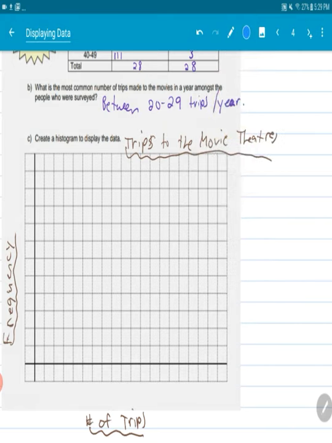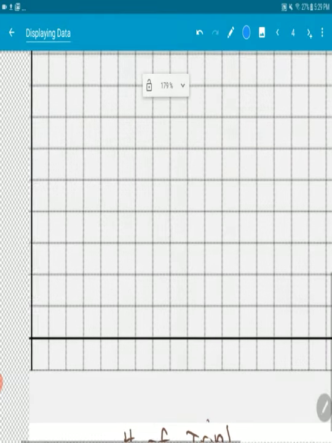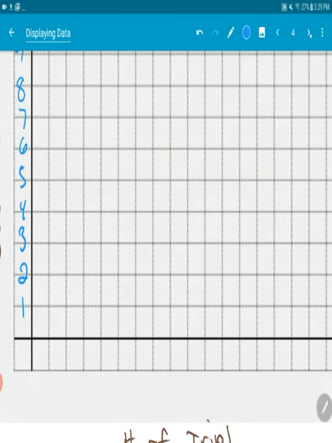We also need to have our frequency on the side here. We need a scale. So going up by ones is perfect, up to 9, 10. Our high is 9, so that's perfect. It all fits. And here's where it gets trickier. It's different in the histogram because they're actually all ranges.